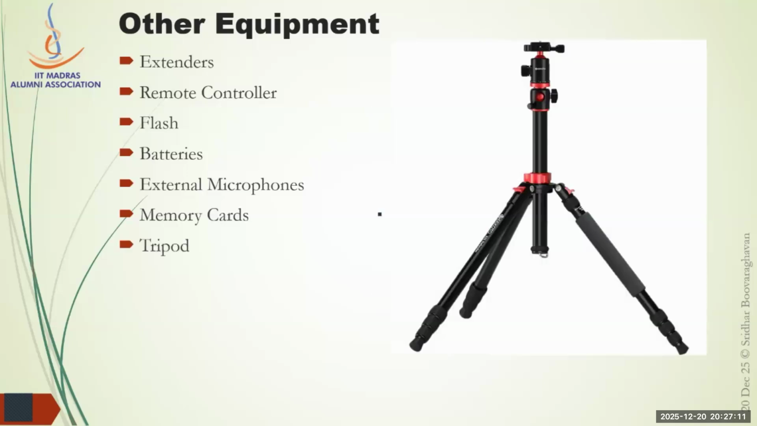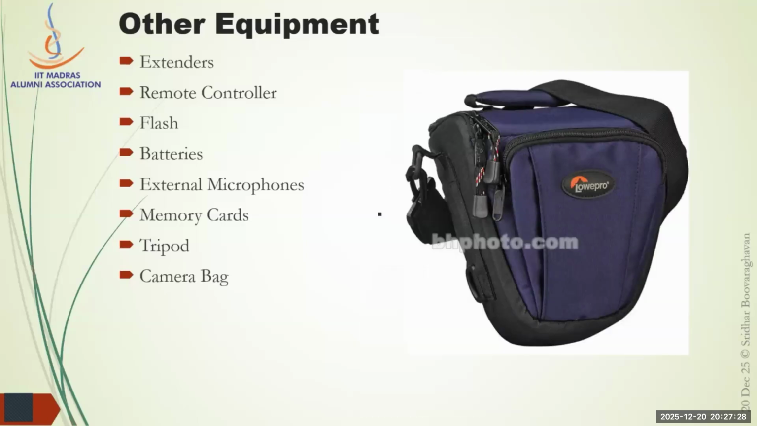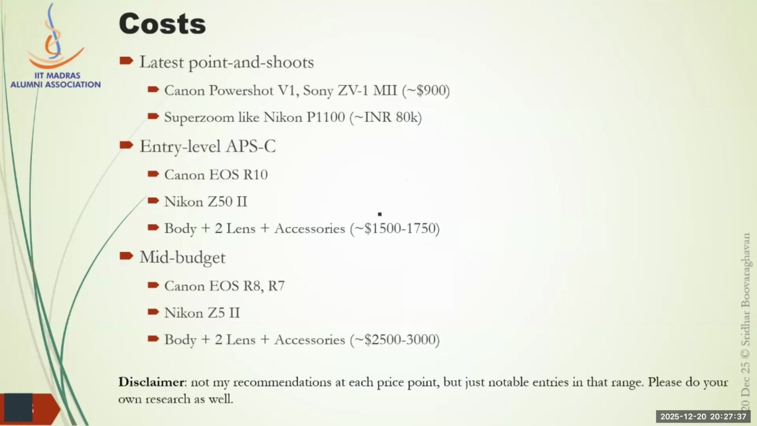And of course, you have a tripod. The tripod is a very important piece of equipment because it eliminates camera shake, and especially if you're going to take long exposure shots, you need a good tripod, right? And then the camera bag that I showed you. You might want a small camera bag if, let's say, you're carrying just that walk around lens.